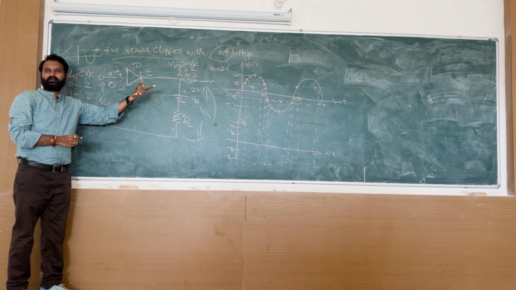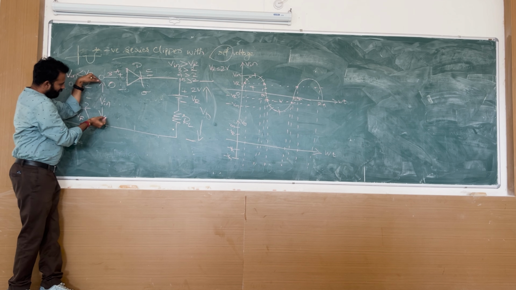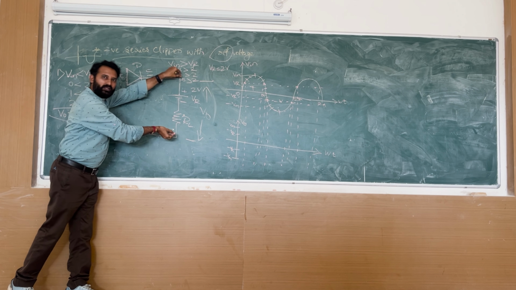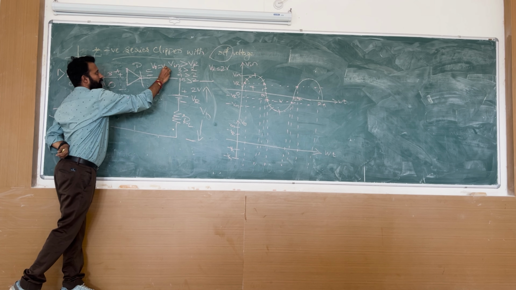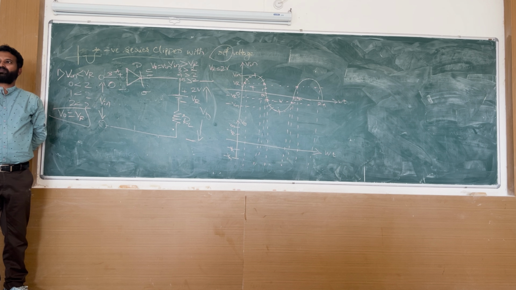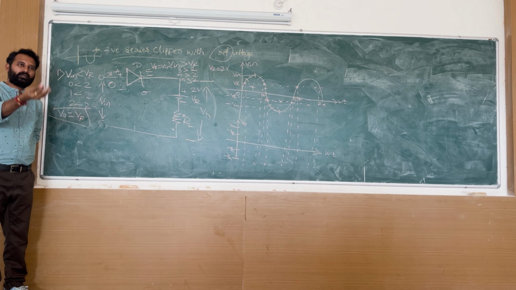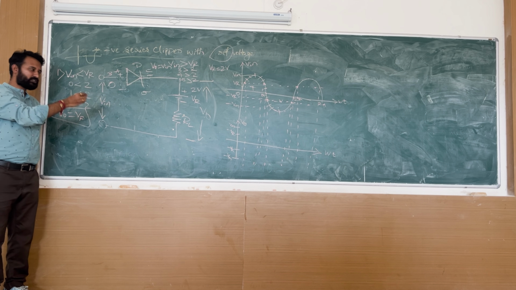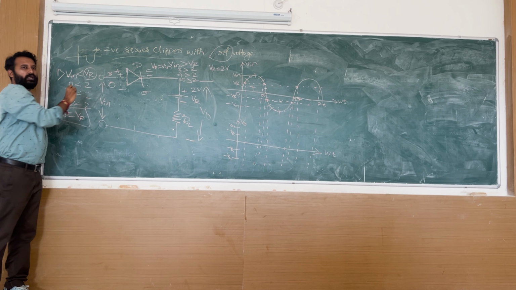Then what will happen? It is forward biased, so it will act as a closed switch. Whatever input you apply will be available here. Then what is your output in this case? V input. So focus properly. If it is under forward bias condition, output is input only. If it is under reverse bias condition, in this clipper, output is VR.